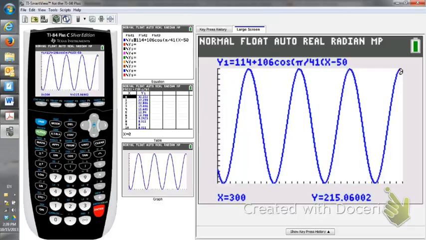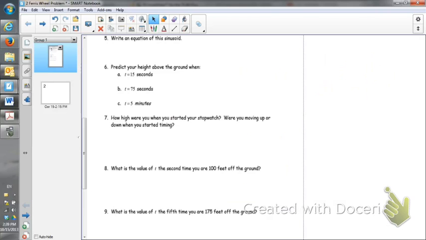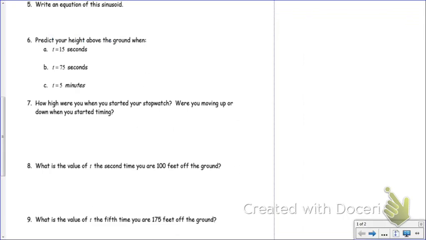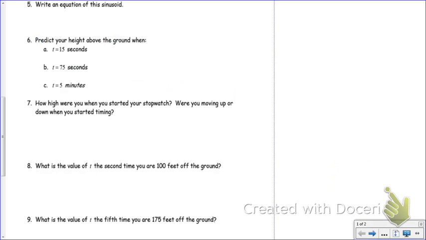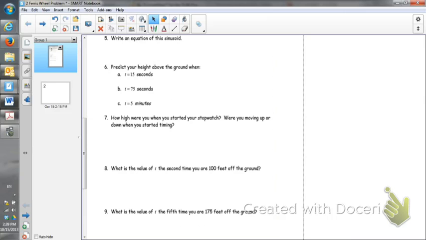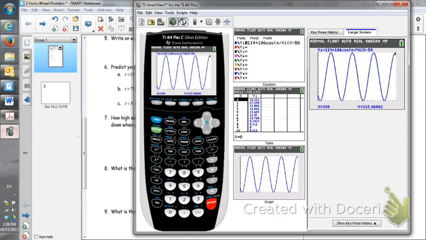Alright, so let's look at the next question that we have here. Oops. So my next question here, I want to see how high I was when I started my stopwatch. Okay, so when I started my stopwatch, that means that's a time of x equals 0. And then it wants to know, was I moving up or was I moving down at that time? Okay, so we're going to look back at my graph picture here. So let's go back to my calculator. And let's see what's happening at x equals 0.